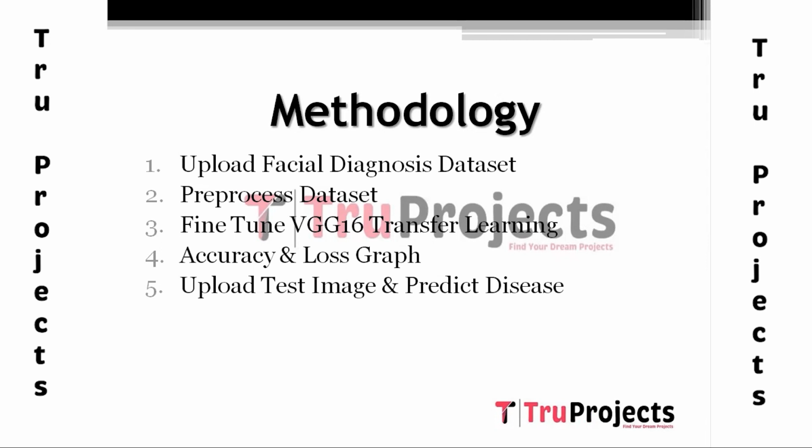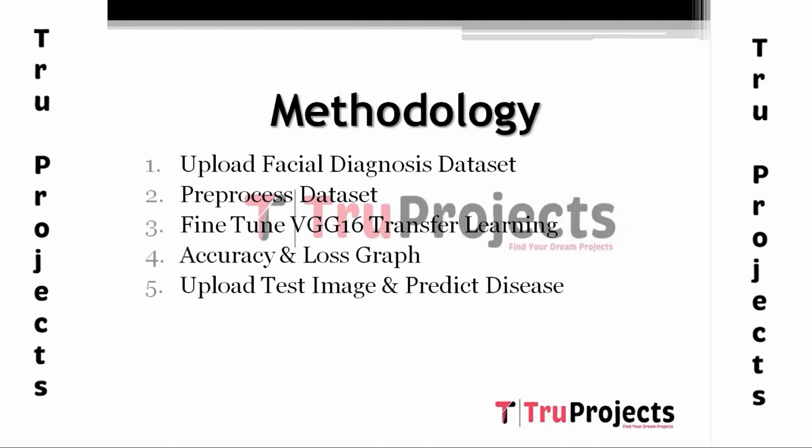And third one, fine-tune VGG16 transfer learning. By this module, we are going to train on 80% of the complete dataset and test with 20% of the complete dataset using the VGG16 transfer learning model and predict the accuracy. Fourth module, accuracy and loss graph. In this module, we are going to plot the accuracy and loss graph of the VGG16 transfer learning model.